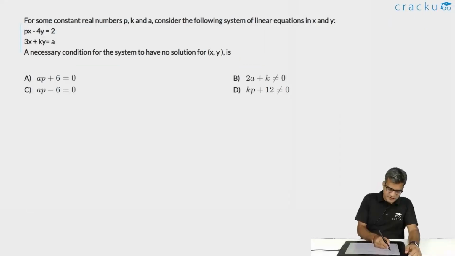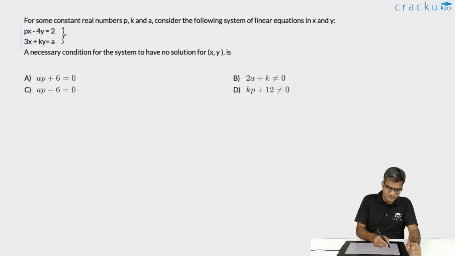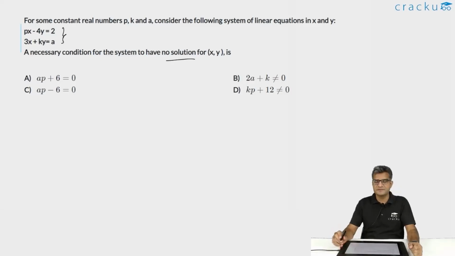In this question, we are given 2 equations and we are asked to calculate the condition between the variables p, k and a for this system of equations to have no solutions in x and y. Before we answer this question, let us try to understand systems of equations and when they will have a unique solution, when they have infinite solutions, and when they will have no solution.